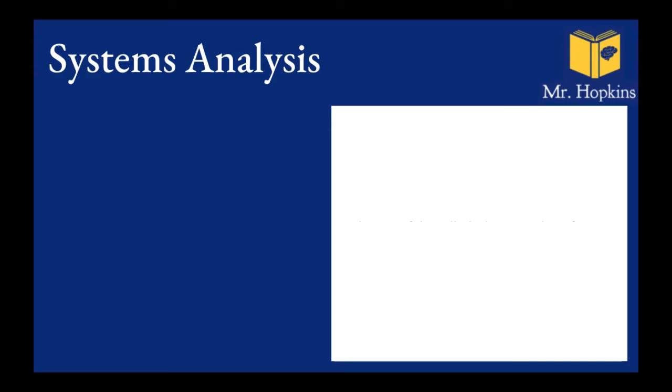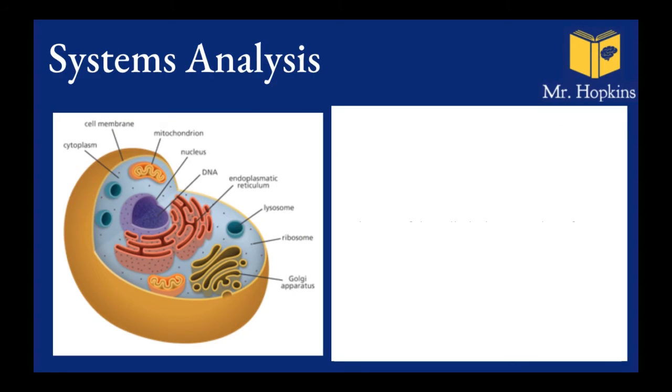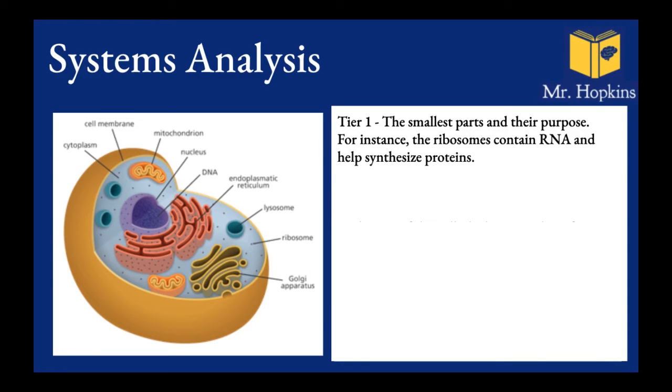Now let's look at what a systems analysis might look like in a different class, such as science. Well, we've got a cell here. Now, in a systems analysis, I want to first look at tier 1, the smallest parts. Now, what are the smaller parts of a cell? Well, the smallest parts of a cell could be the ribosomes, which contain RNA and help synthesize proteins. I'm not a science teacher. I know very little about this, but I'll work my way through.